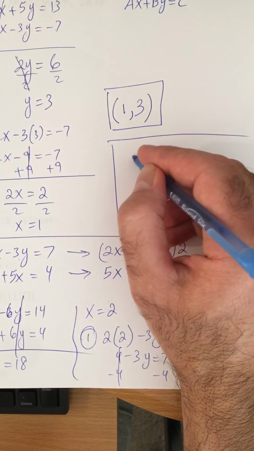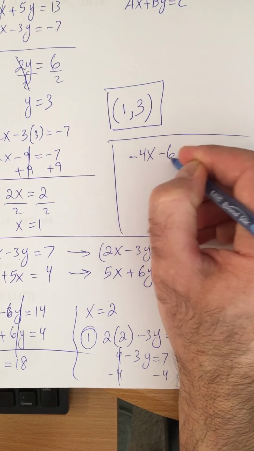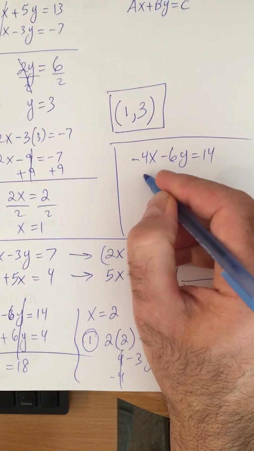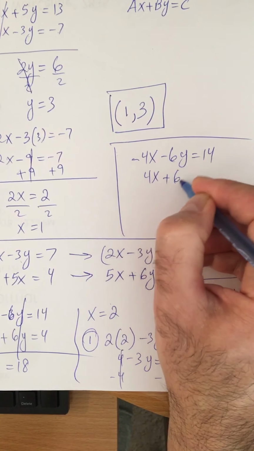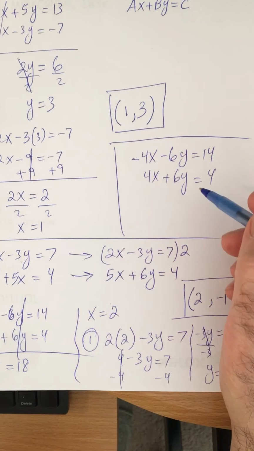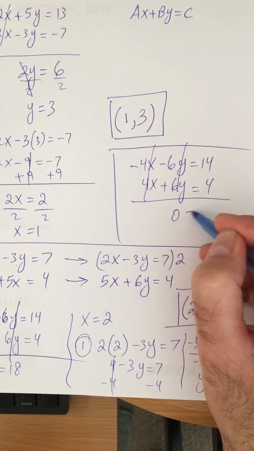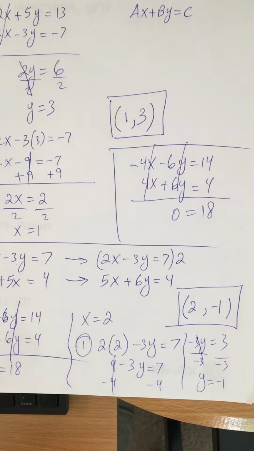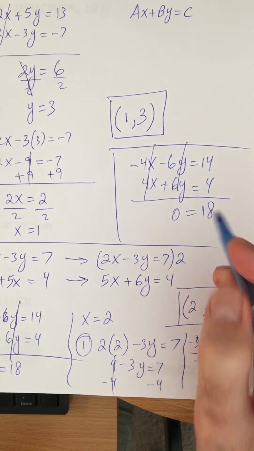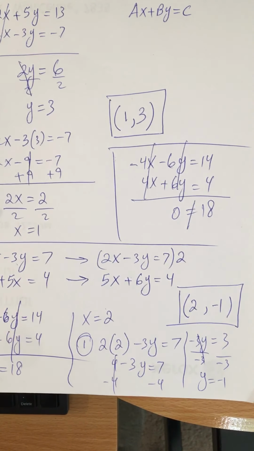Let's say I have negative 4x minus 6y equals 14, and I have 4x plus 6y equals 4, and I just made up that example. If I use elimination, you see everything cancels out, so I get 0. But on the right hand side, I get 18. 0 obviously does not equal 18. Therefore, if you get a situation like that where you end up with an incorrect statement, like 0 equals 18 or negative 1/2 equals 5 or something like that, then you have no solution.